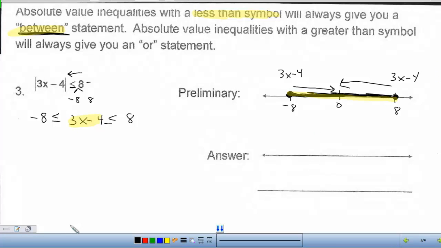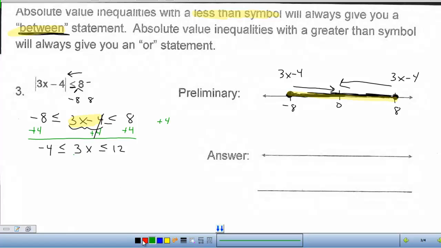Now we're going to solve. We're looking at the middle piece. How do I get x by itself? Add 4 to all three sides. So we're going to add 4 on the left, add 4 in the middle, and add 4 to the right. So we get -8 plus 4 is -4 is less than or equal to 3x, because that goes away, is less than or equal to 12.